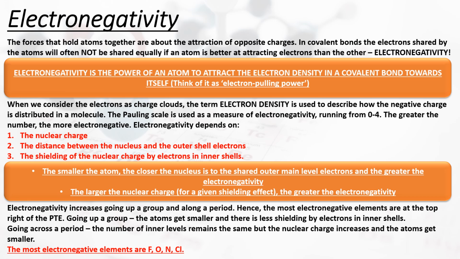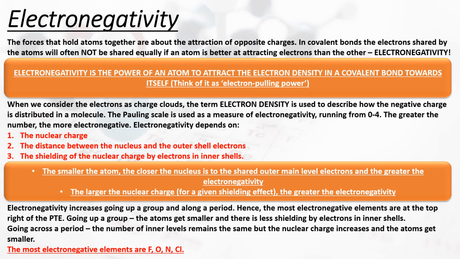So it's how strongly, if I've got two atoms connected together in a covalent bond, how strongly does that one atom pull the electrons towards itself? Imagine it like kind of a tug-of-war scenario. So you can think of it as the electron pulling power. The power of that atom to pull the electron density in a covalent bond towards itself and away from the other atom.